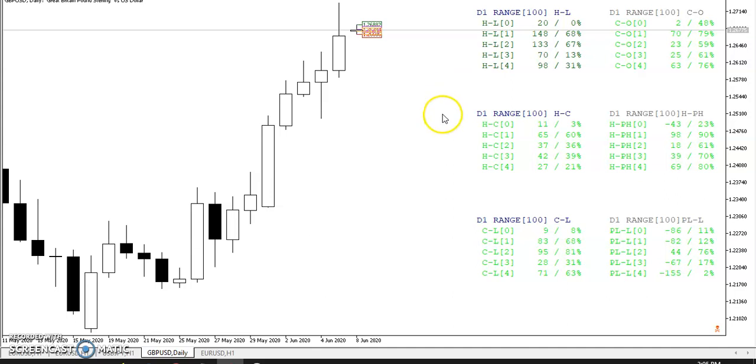Well, 148 can't fit into 20. So if you get to a point where close minus the open is around 10 or minus 10, chances are it's going to keep going.